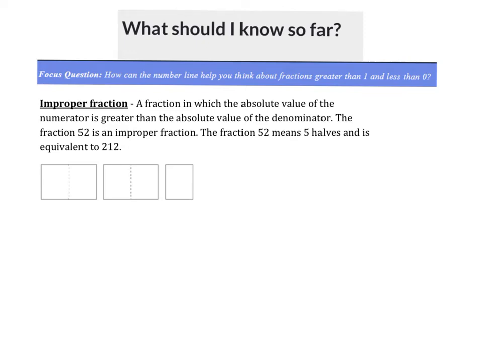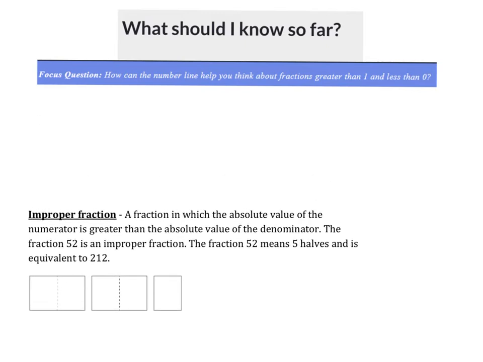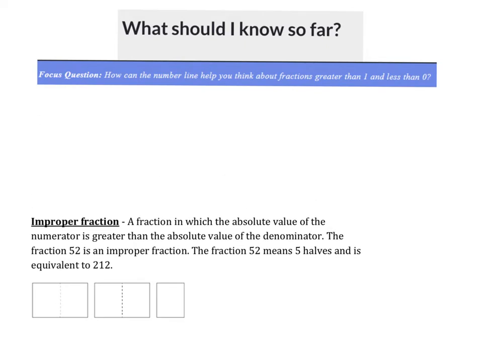What should I know so far? Yesterday you did problem 3.1. The focus question was, how can the number line help you think about fractions that are greater than 1 and less than 0? So when we looked at the number line, and you used a couple different number lines in your problem, we said sort of the home base would be 0.